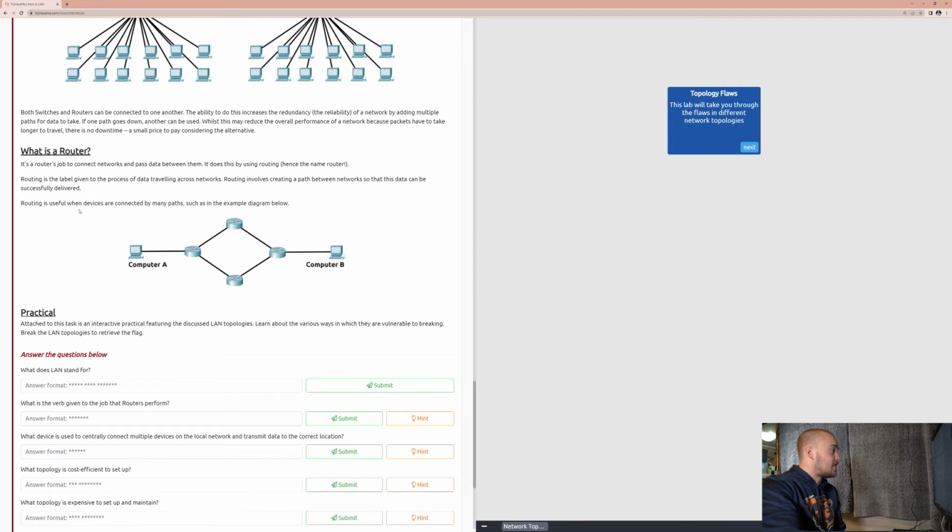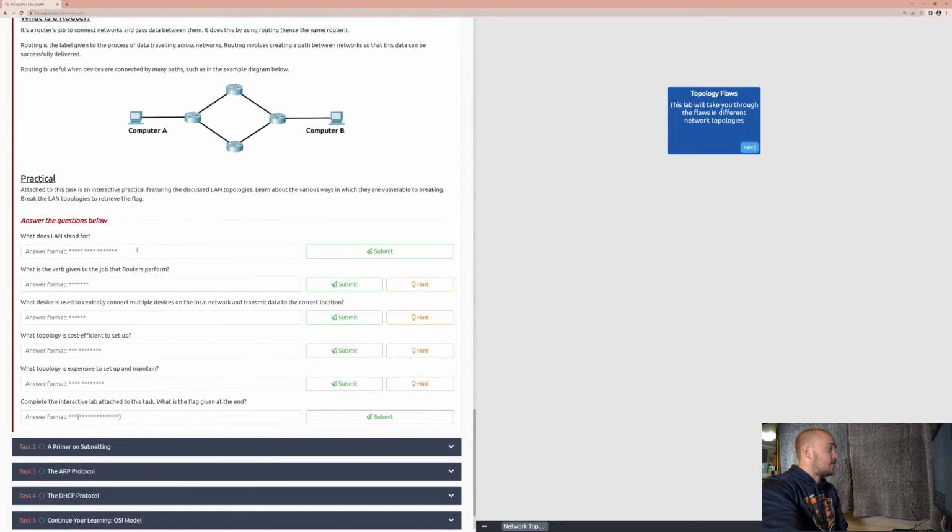Routing is useful when devices are connected by many paths, such as in the example diagram below, which is talking about computer A to computer B. In order for these devices to communicate with each other, it would need to send a signal here, jump up here, jump down there, or jump over there, or it could decide to go down here, whichever it has a functionality set to.